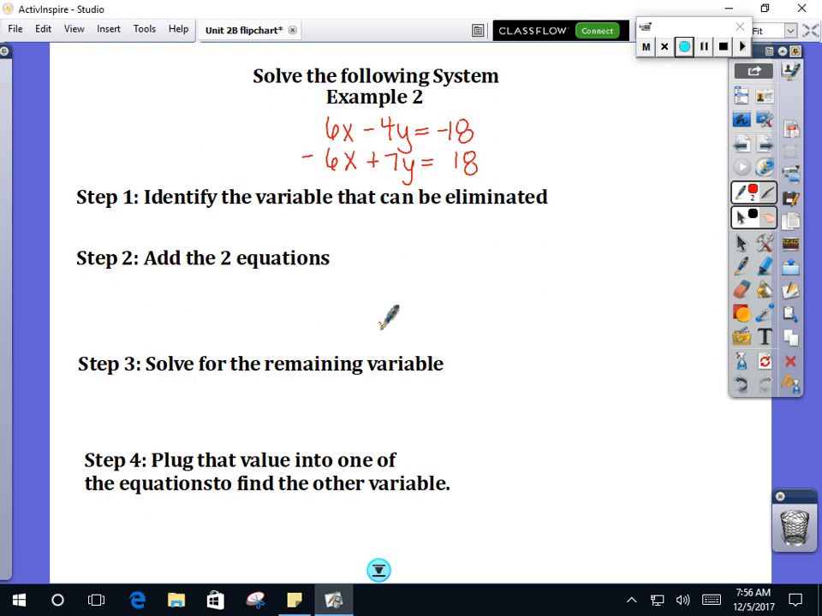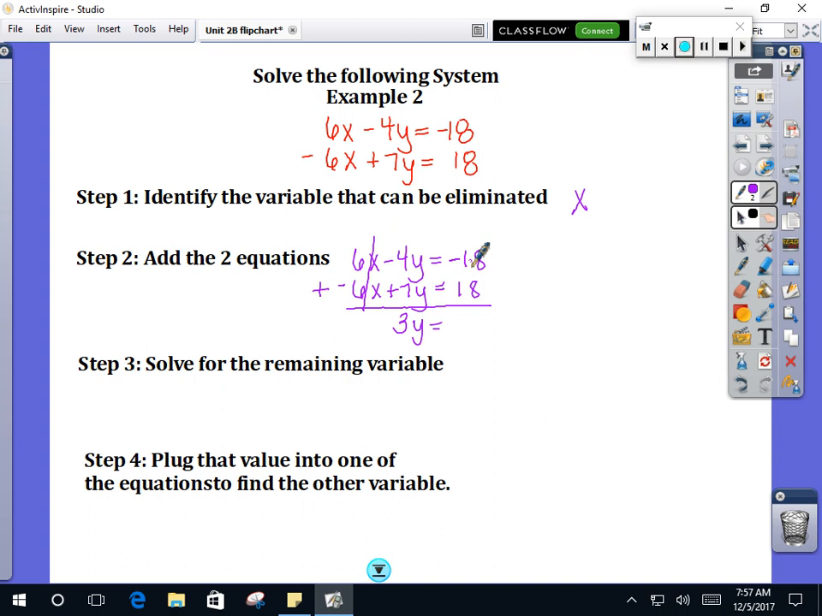Okay, step 1 says identify the variable that can be eliminated. Which variable has the exact same number but opposite signs? Okay, it's the x, because up here it has a positive 6, and in the second equation it has a negative 6. So we're going to go ahead and add the 2 equations together. 6x plus negative 6x is 0, so those terms eliminate or cancel out. Negative 4 plus 7 is 3, so there's 3y.